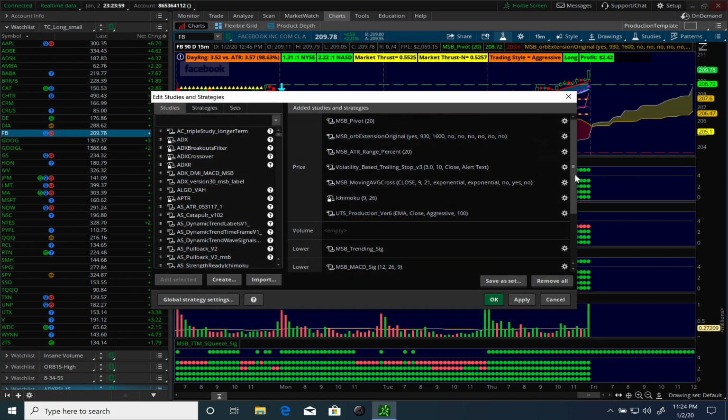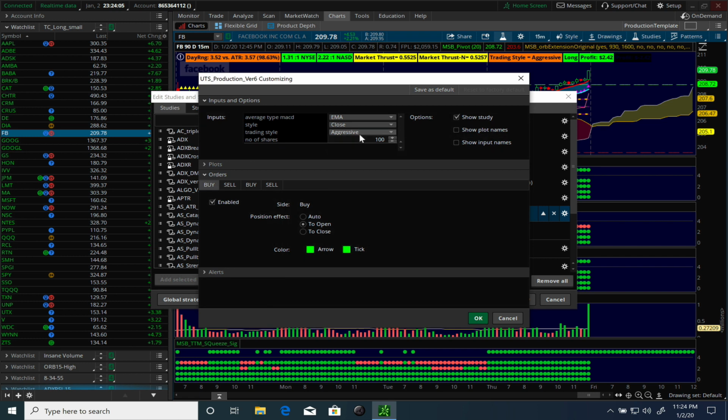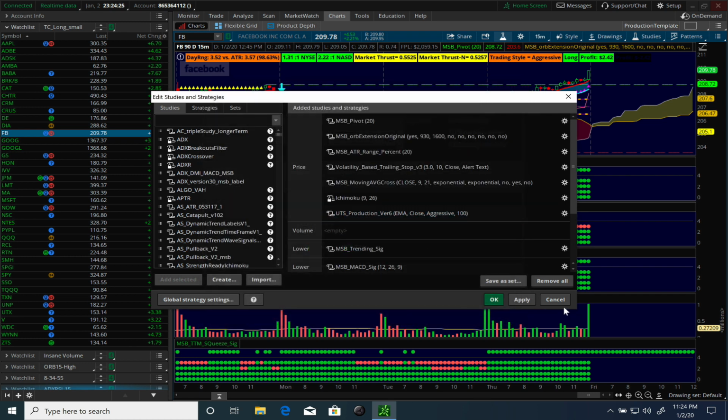I've also pointed this out in the past, but I'll show it again. This is the latest, greatest version of the Ultimate Trading Strategy. It comes in two modes: an aggressive mode and a conservative mode. The aggressive mode takes early trades. Conservative mode will wait for more signals to get aligned. You can also adjust the number of shares that you normally trade, so you can see the profit and loss based on that many shares.